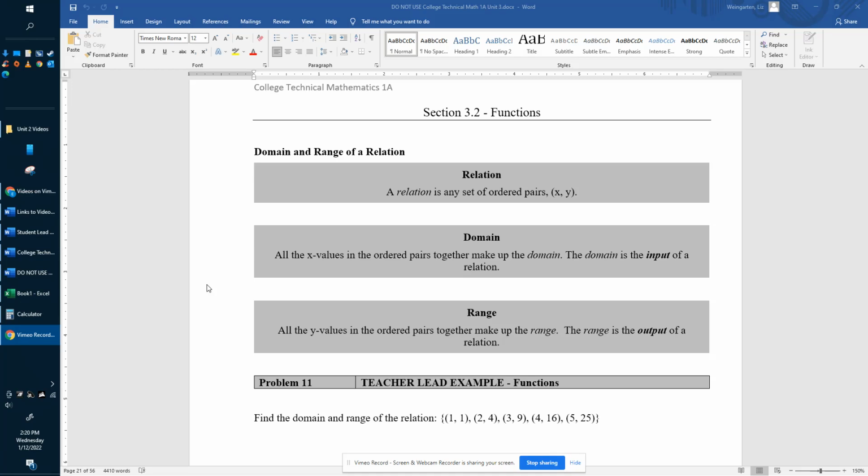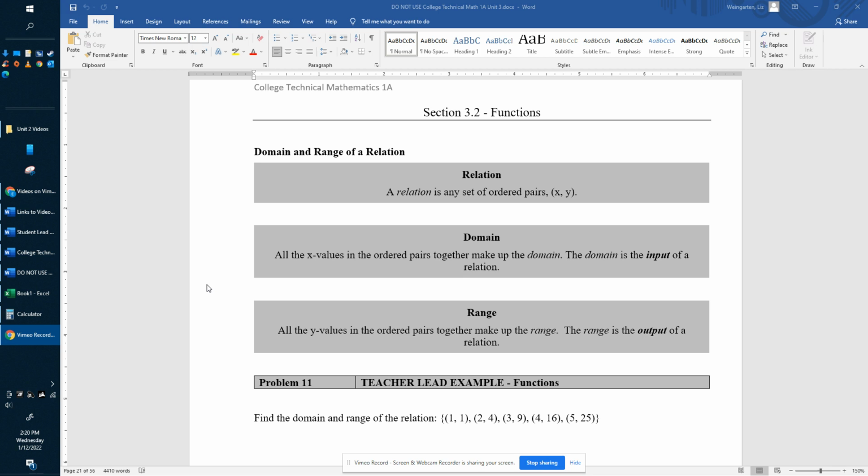In this section, we're going to talk about functions, but before we can get into functions, we have to talk about the domain and range of a relation. Now, I had mentioned relations before, but a relation is essentially any set of ordered pairs x and y. There are also formulas that can be relations. Just like we had talked about lines earlier, relations can have solutions that go on forever.